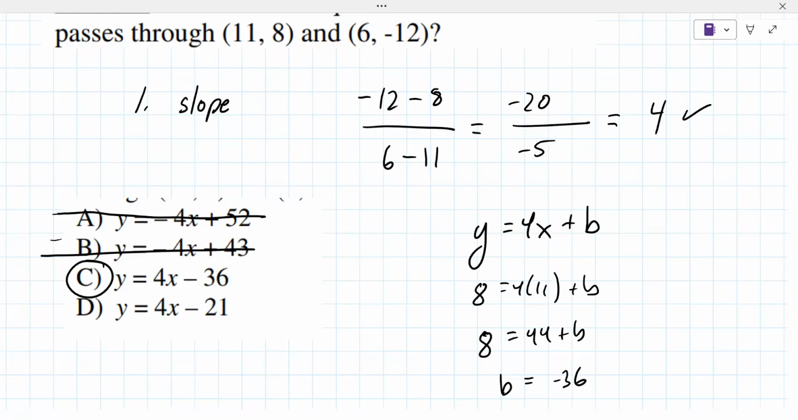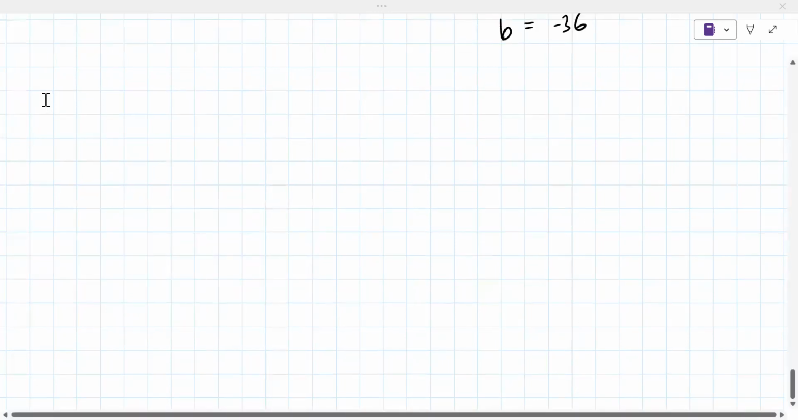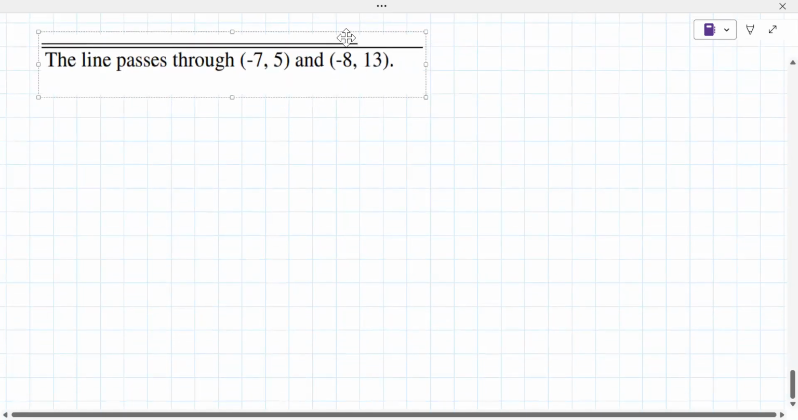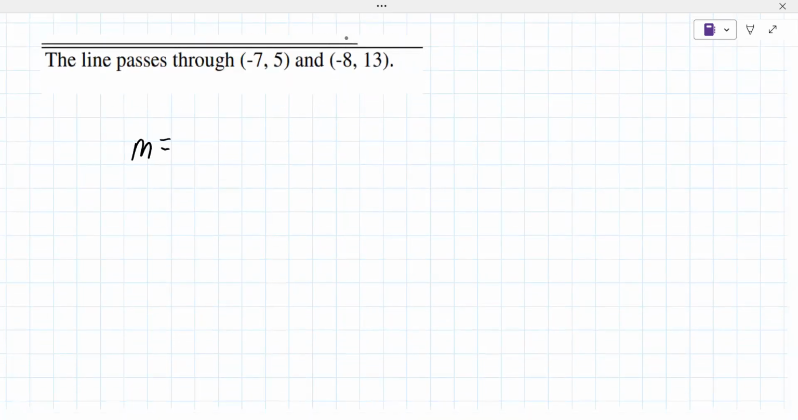So let's do one more here. This is kind of the same thing without the multiple choice, so this would be a good one to do first. I'd like you to first calculate the slope again. That way I can check your answer before you proceed, and then we'll go from there.